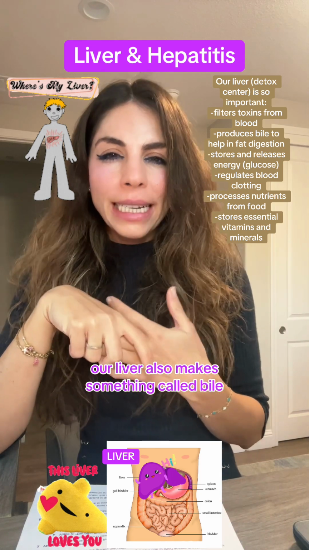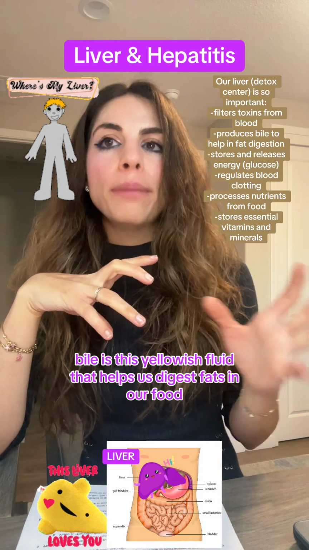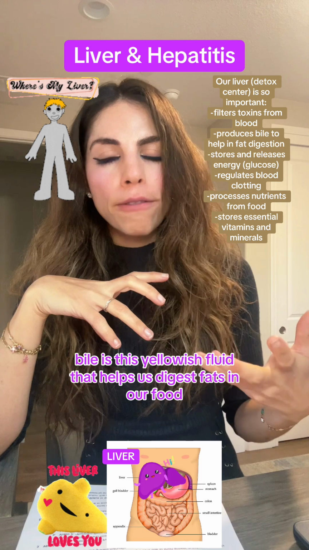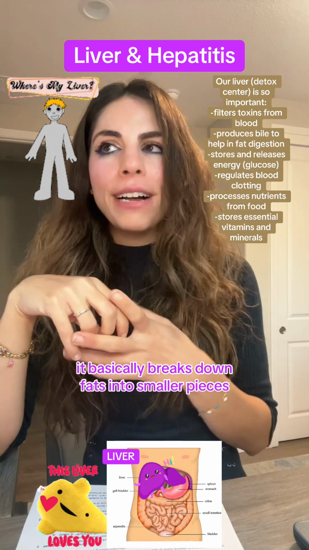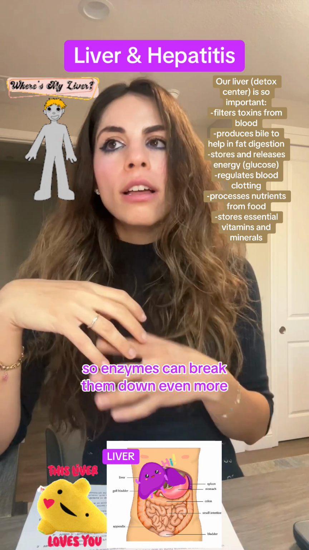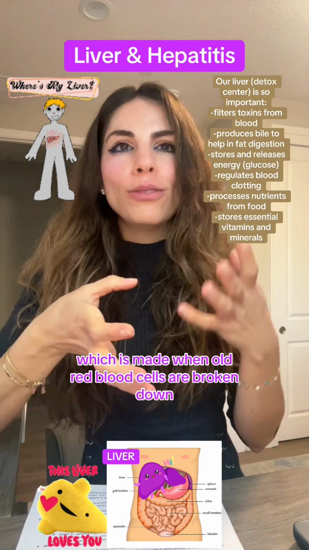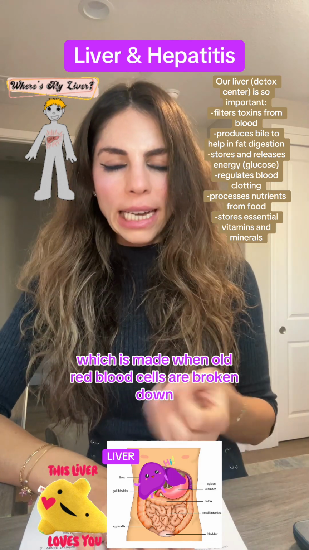Our liver also makes something called bile. Bile is this yellowish fluid that helps us digest fats in our food. It basically breaks down fats into smaller pieces so enzymes can break them down even more. So bile gets rid of waste like bilirubin, which is made when old red blood cells are broken down.